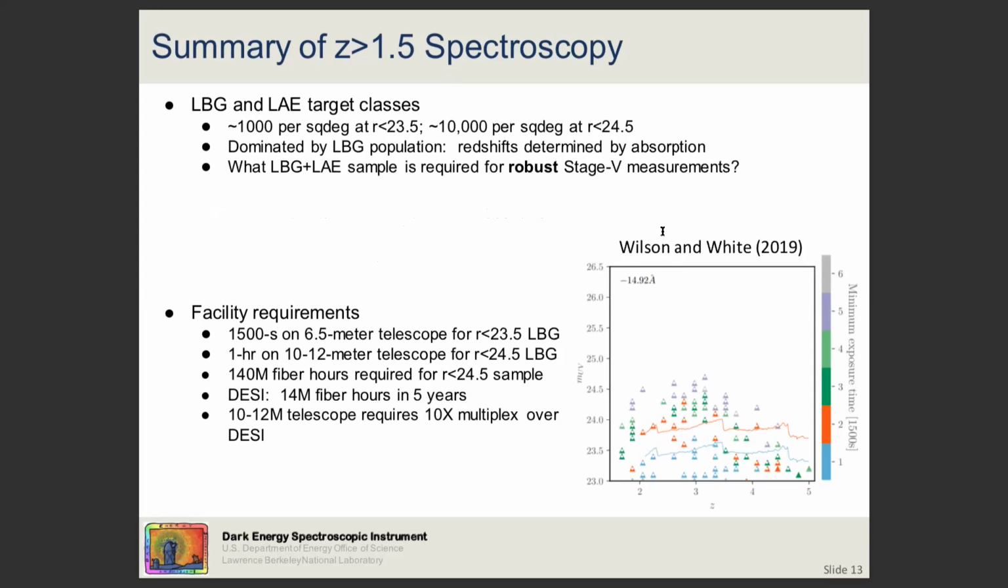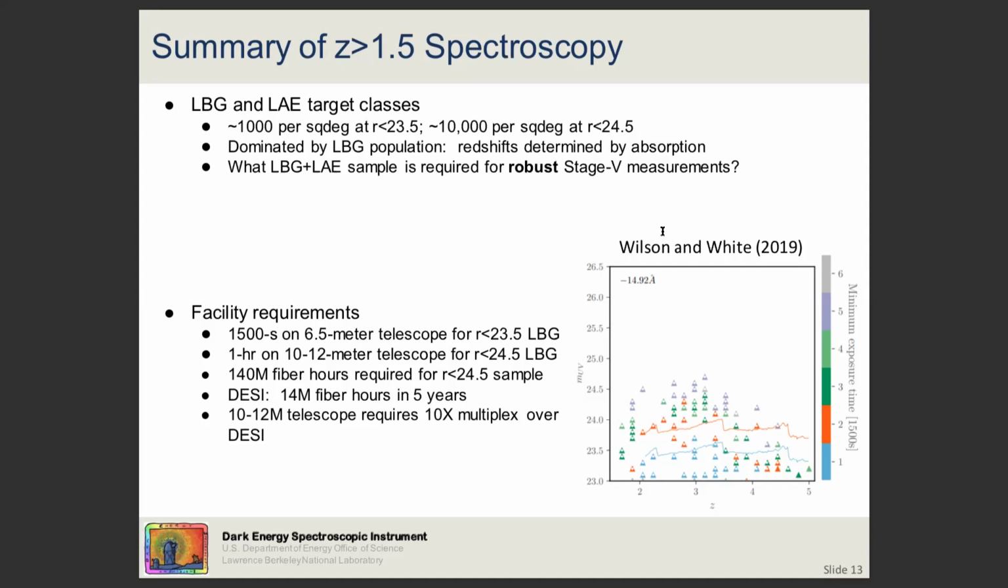Now there are knobs to turn on what type of samples we would require to get there. So from the optical spectroscopy side, there are two target classes: Lyman break galaxies and Lyman alpha emitting galaxies. The number densities roughly are 1,000 per square degree if you go to a limit of 23.5, and you get about a factor of 10 more if you go a magnitude fainter.